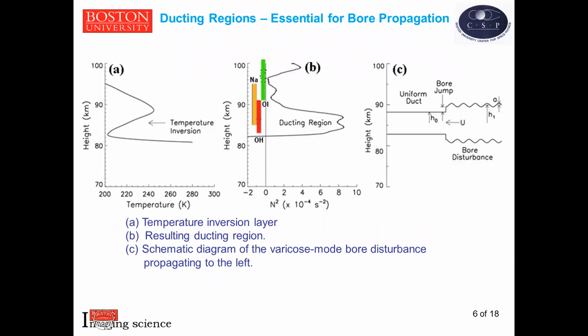Now, here's a schematic of how a bore propagates. You've got a temperature inversion layer in A, and that creates a ducting region, as seen in figure B. I've put the airglow layers roughly where they reside. And then in figure C, you have a bore propagating to the left. If you notice, the phase at the top and the bottom of the duct are 180 degrees out of phase. And that's how that brightness complementarity occurs.